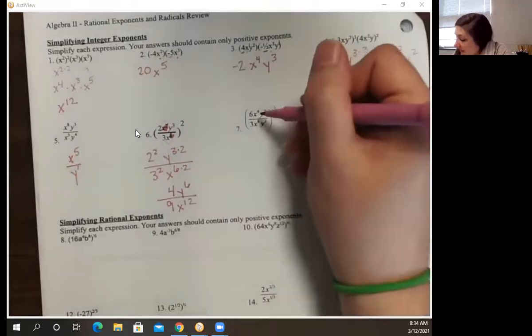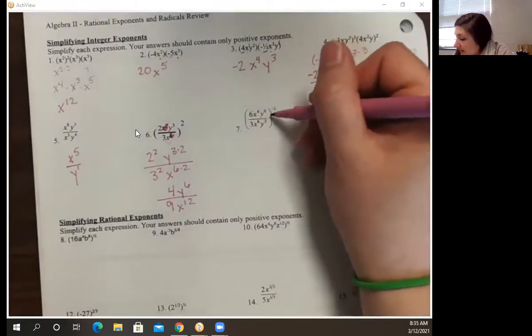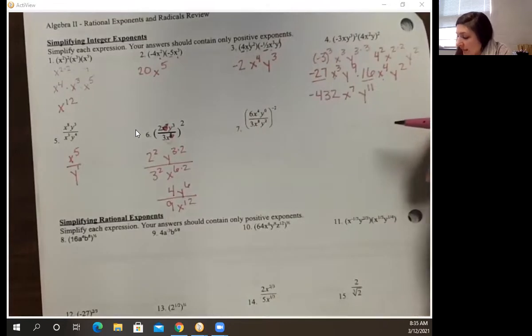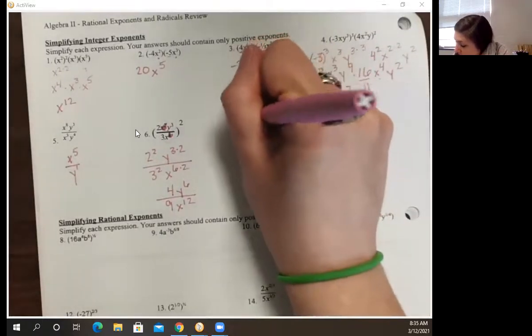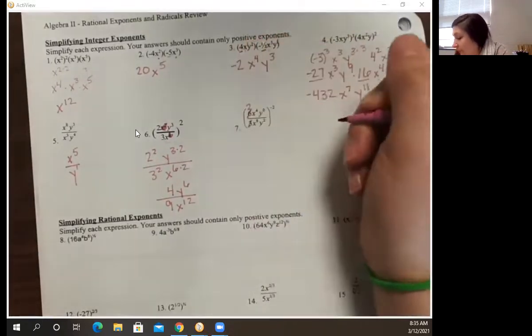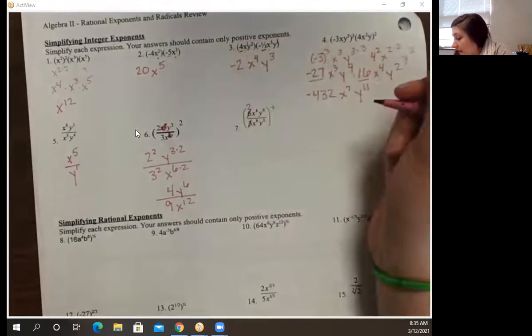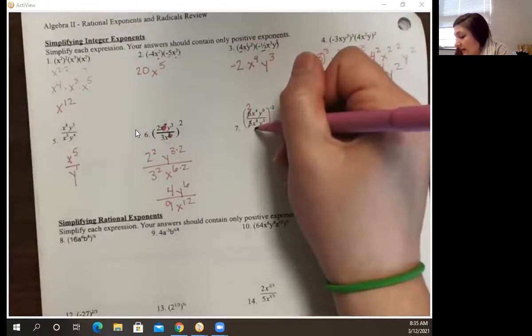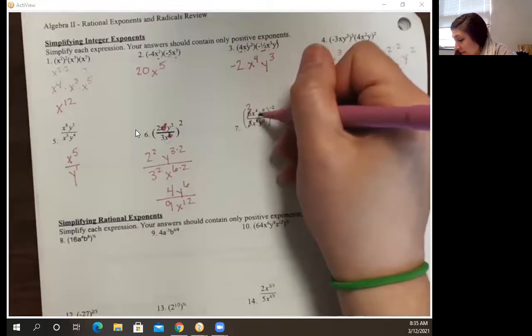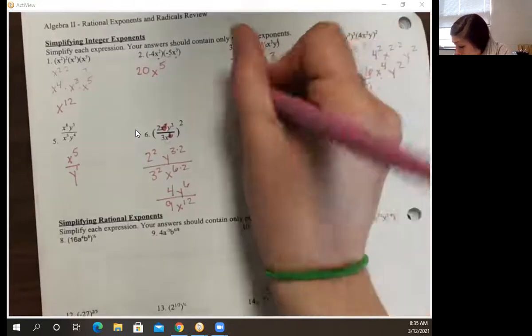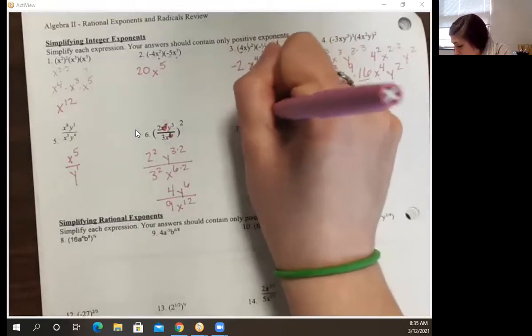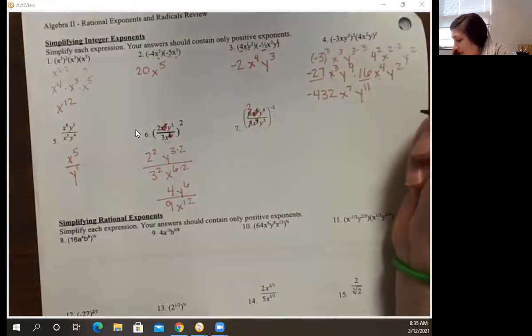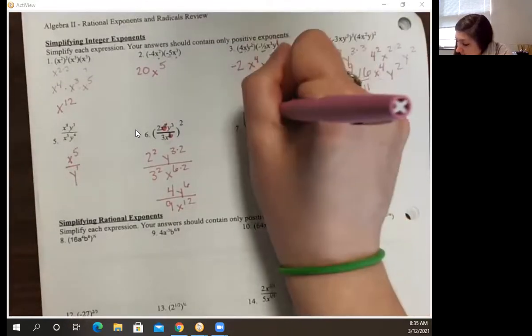For number 7, again, I've got some stuff inside parentheses to the negative second power. I'm going to go ahead and reduce what I can inside my parentheses here because there's a lot that I can reduce. 6 and 3 would reduce to just 2. And 6 divided by 3 is 2. I've got x to the 4th over x to the 8th. So again, big power minus little power, and we'll stay where the big power is. So 8 minus 4 would be 4. So I have x to the 4th on bottom here. And then y to the 0 is just 1.